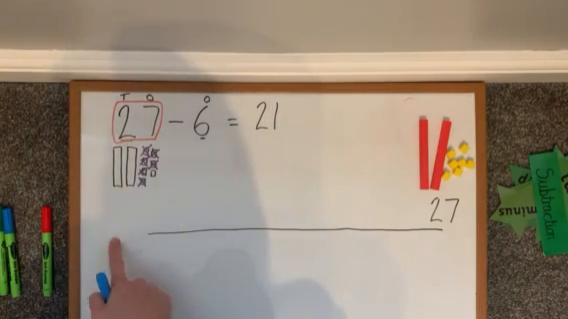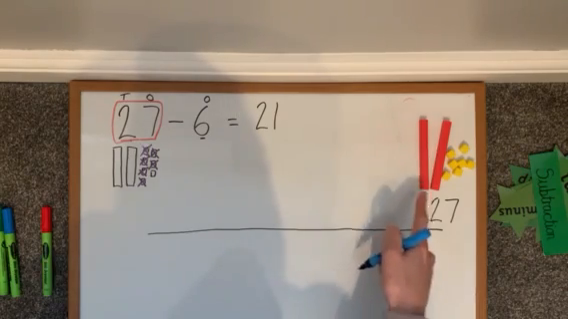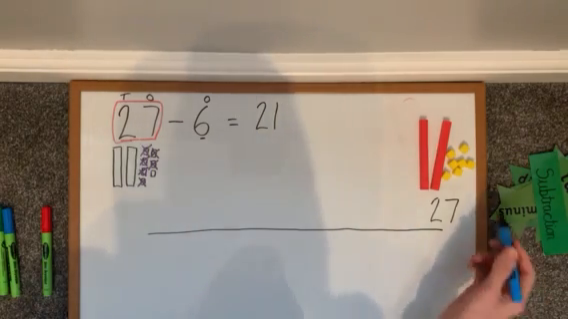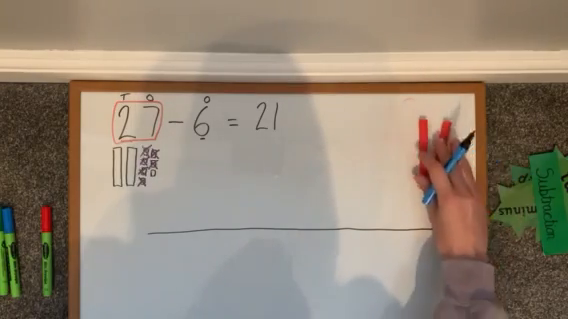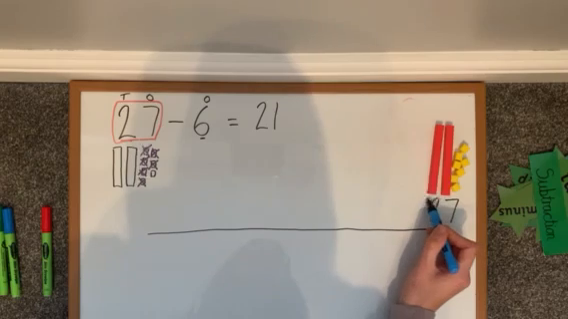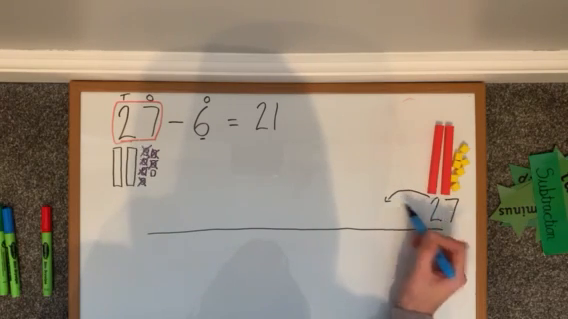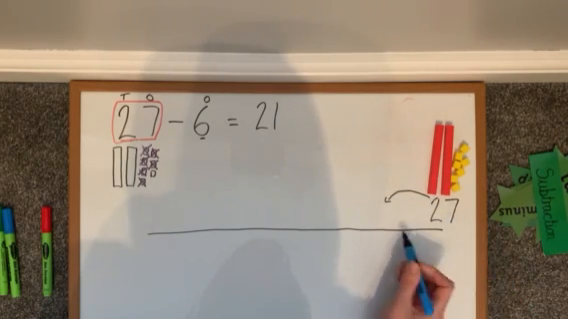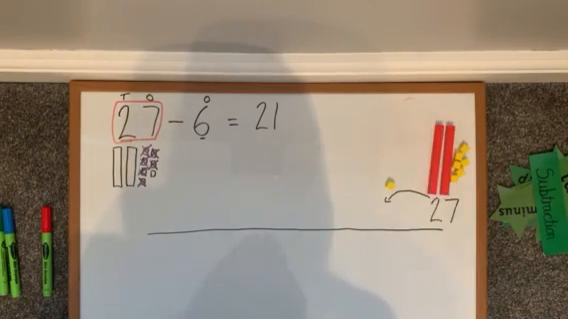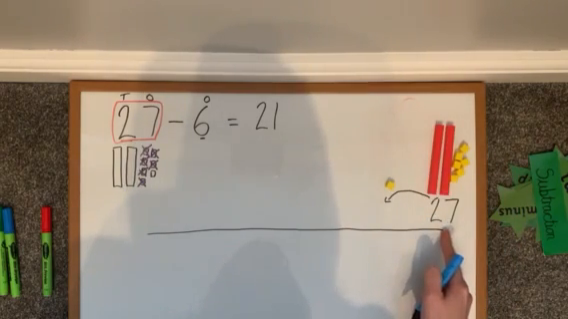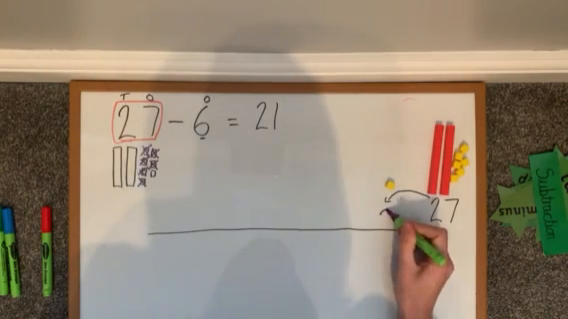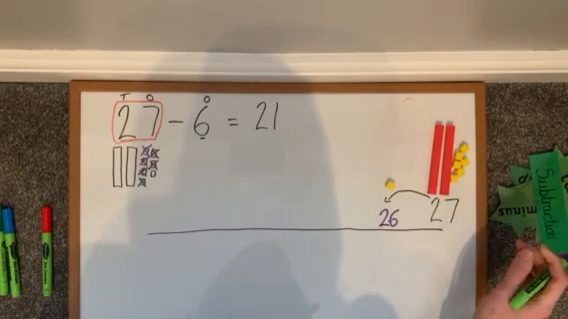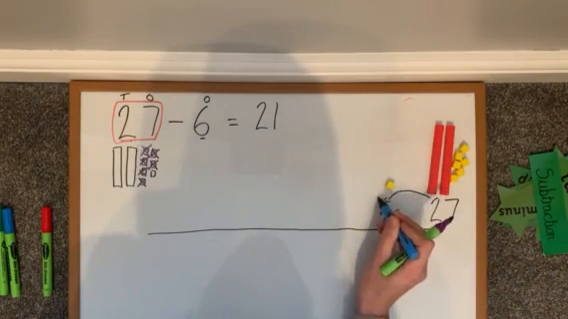To take away 6, that means I need to do 6 jumps backwards on my number line. I'm not jumping to the number 6. I'm doing 6 jumps. So each jump is going to be one of the Deans that I'm taking away. So there's the 27 I'm starting with. So we're going to do our first jump. We're taking away 1. There it is. I've taken away 1 Dean. So now from 27, that's taken me to 26.